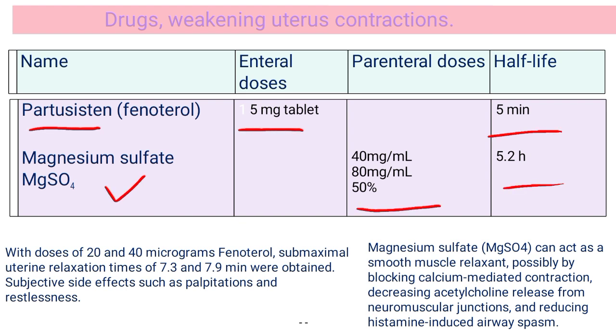Magnesium sulfate acts as a smooth muscle relaxant, possibly by blocking calcium-mediated contraction, decreasing acetylcholine release from the neuromuscular junctions, and reducing histamine-induced bronchospasms. With doses of 20 and 40 microgram fenoterol, submaximal uterine relaxation times of 7.3 and 7.9 minutes were obtained. Subjective side effects include palpitations and restlessness.